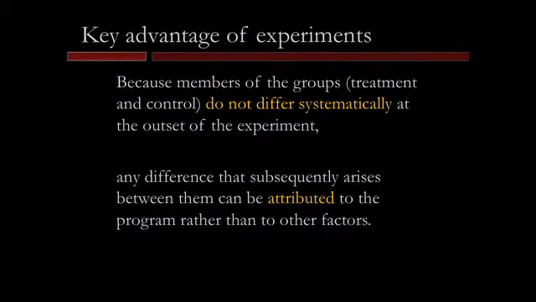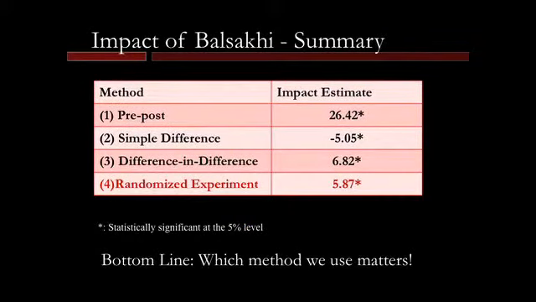Now, again, the key advantage is that because the members of these two groups were randomly assigned, there are no systematic differences between the schools who got the program and the schools who didn't. So at the end, you can attribute any change between the two to the program itself. And so here you've got the average effect of the program, using real data, which was estimated at 5.8.